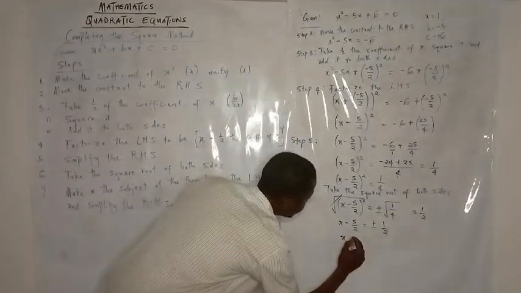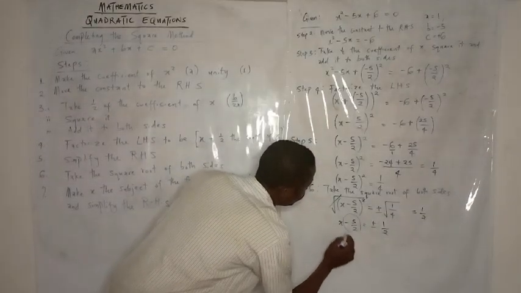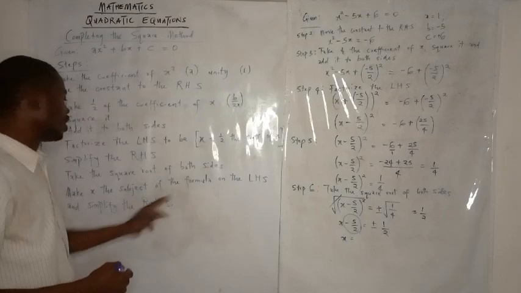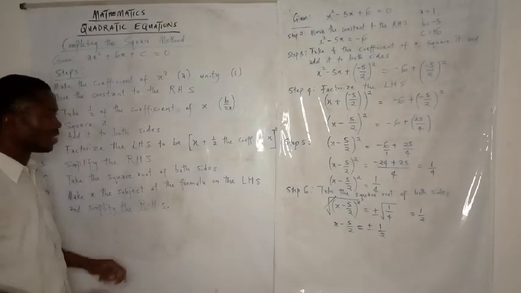So x is going to give us, step 7 now says that we should make x the subject of the formula on the left hand side and simplify the right hand side.